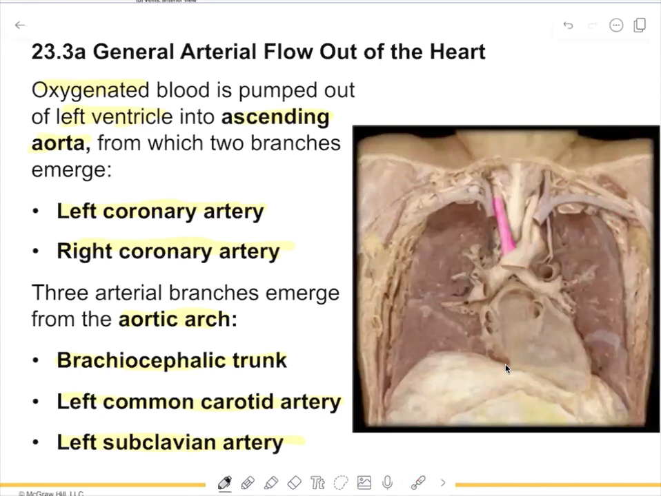On the cadaver model that you see to the right on this slide, this is actually pointing out the brachiocephalic trunk. So it would be the first major branch off of the aortic arch.